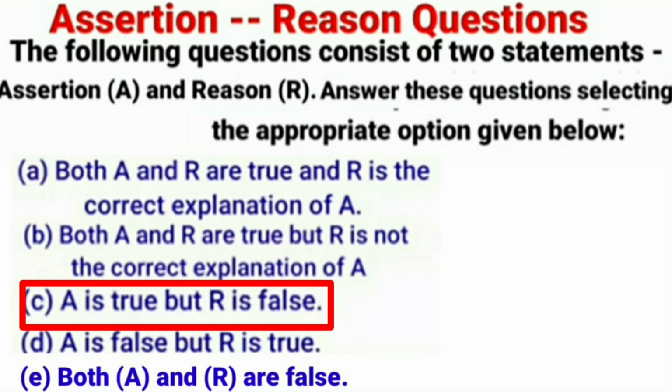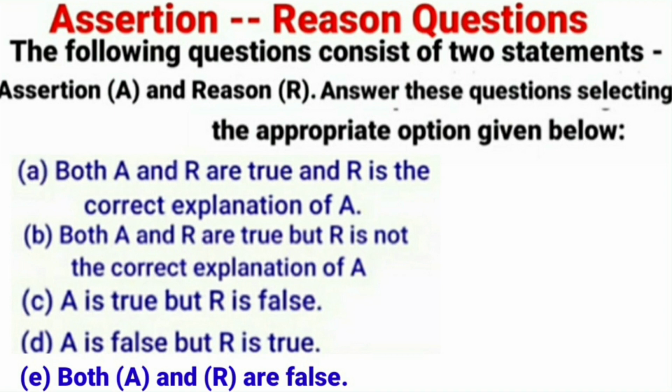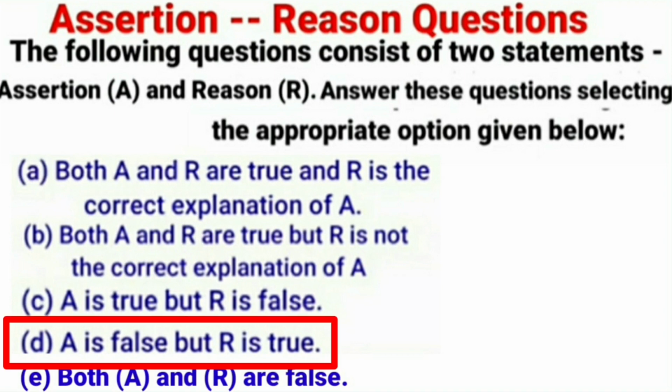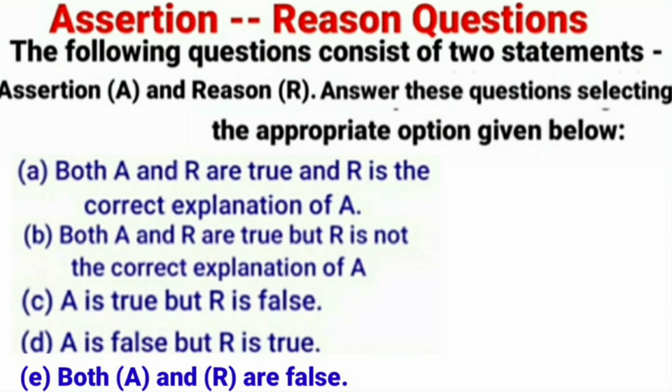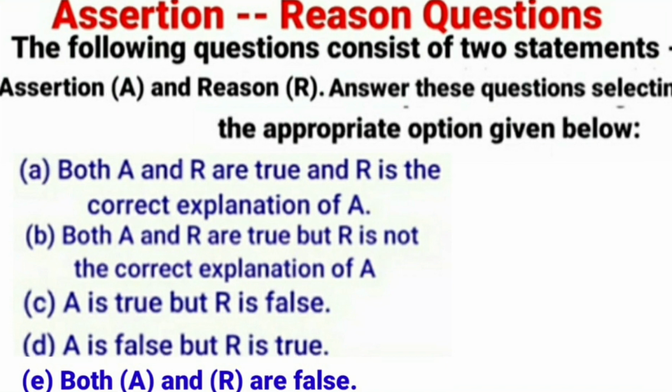If assertion is false and reason is true, option D is the correct answer. If assertion and reason both statements are false, then E is the correct option.